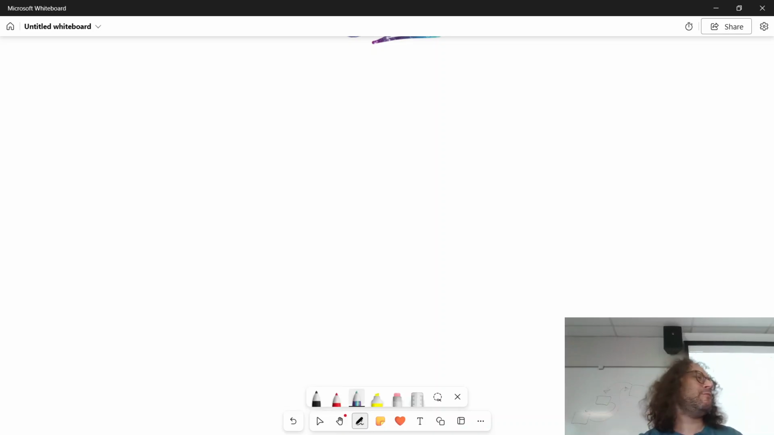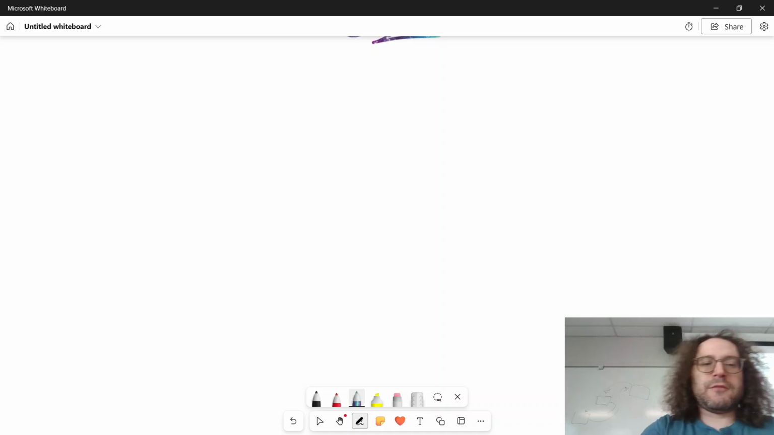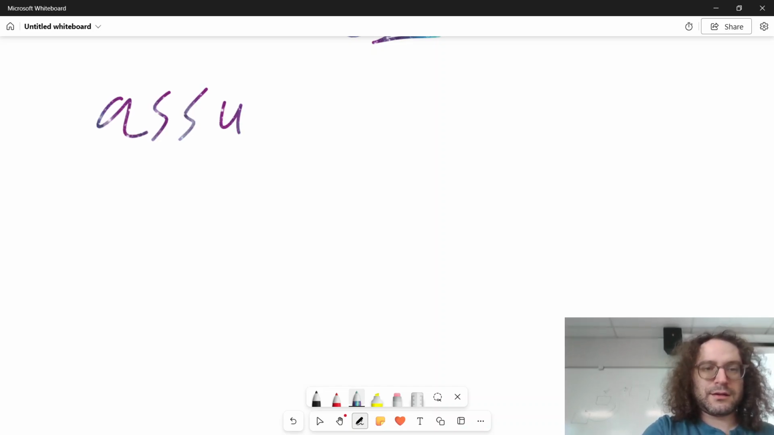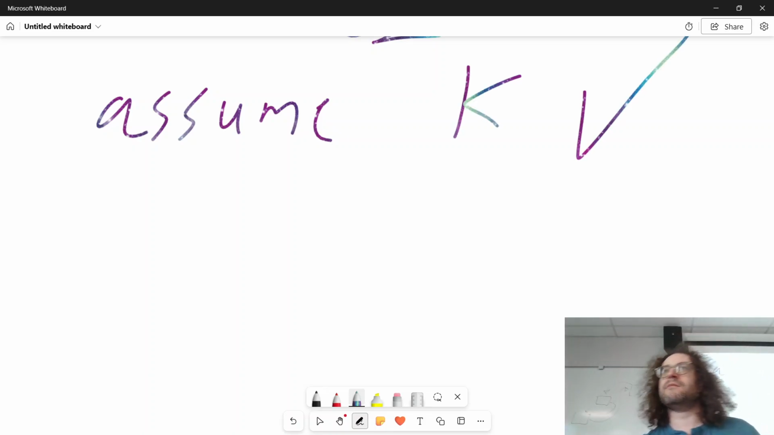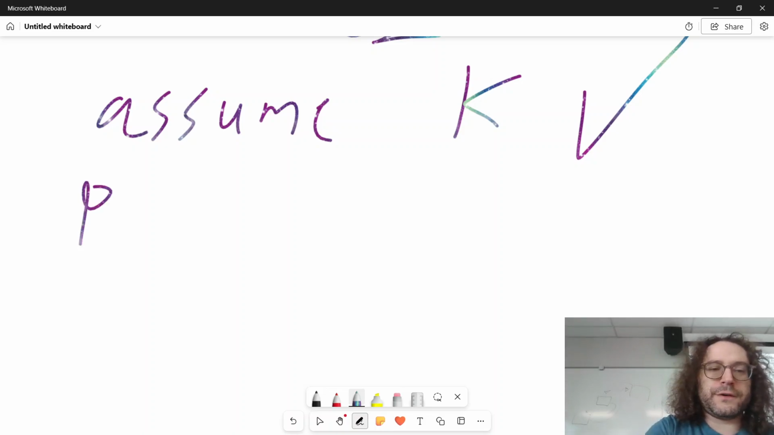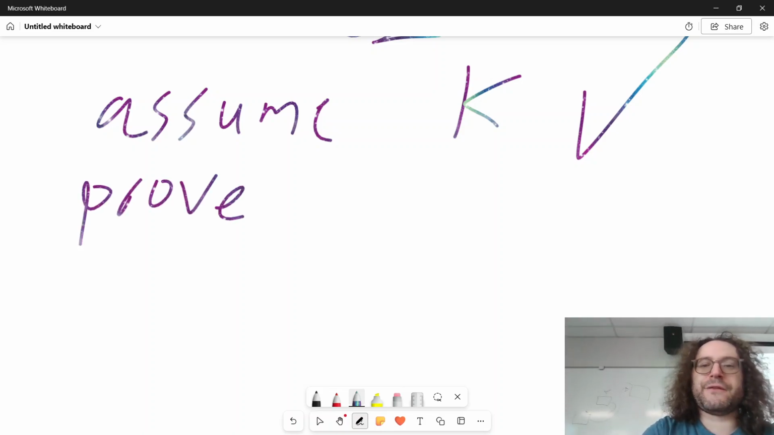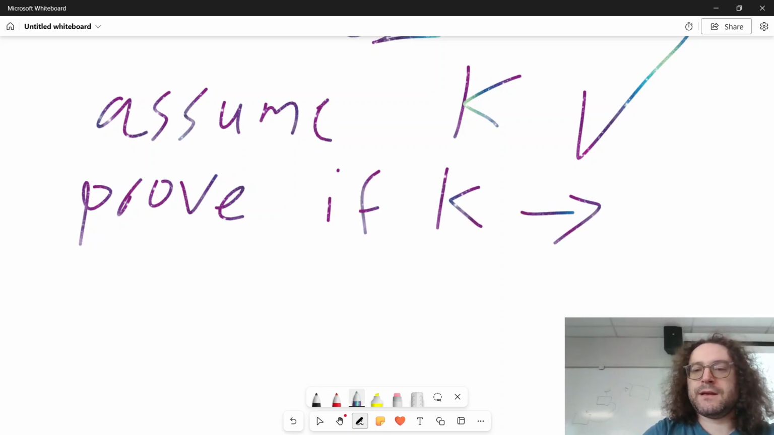Now here's the really weird and funky part. We're going to assume that it works for k. We're going to assume that the formula works up to some number k. Okay? Prove that if it's true for k, then it's true for k plus 1.